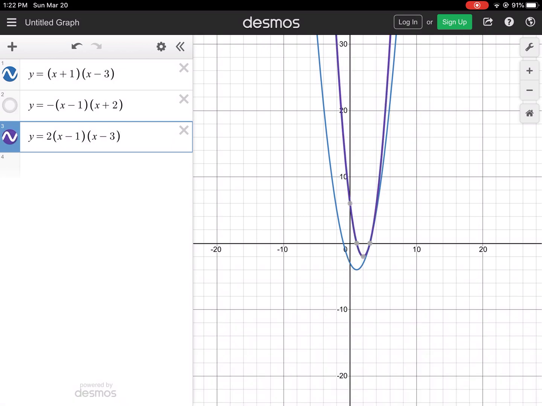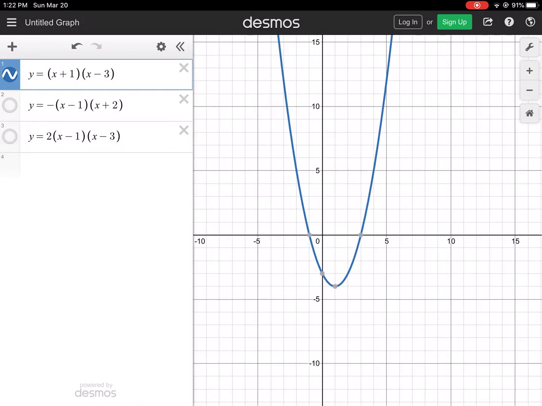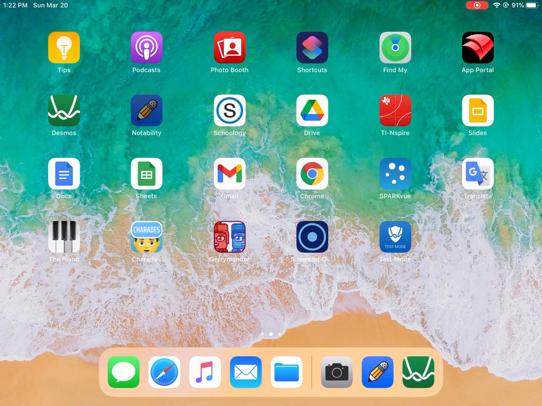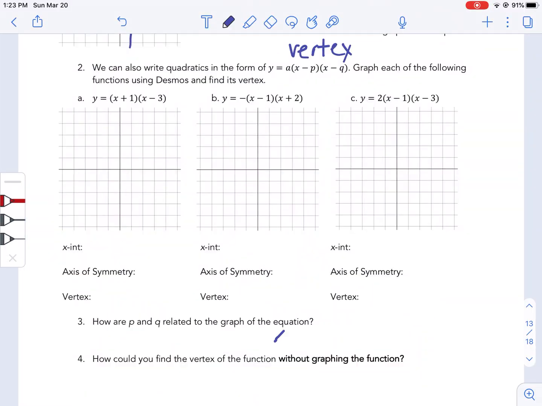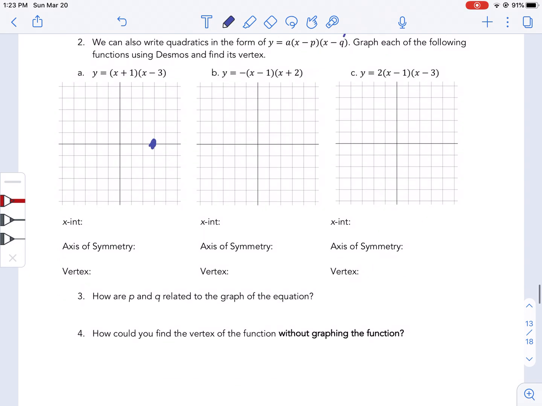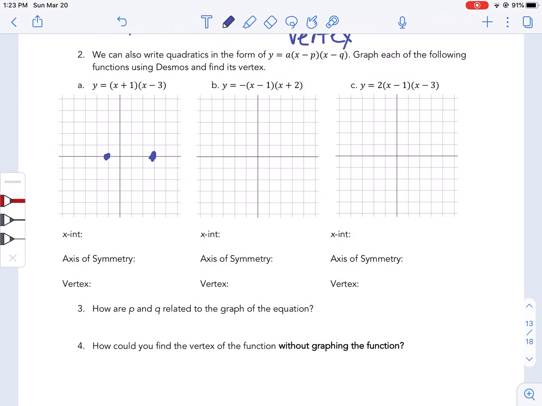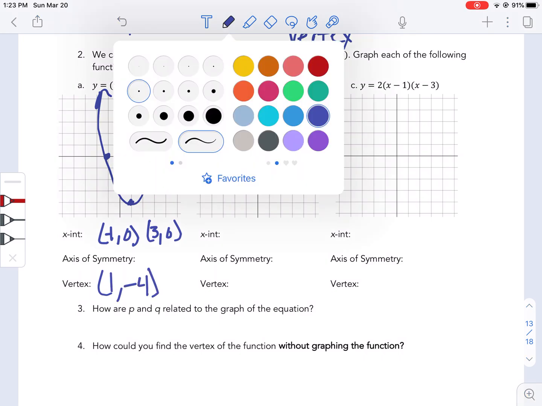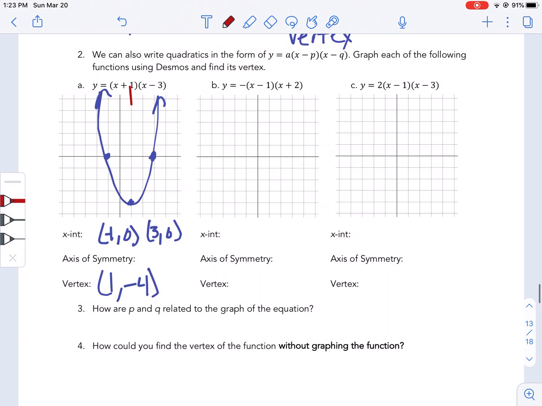Okay, so if we take a look at this first one, our intercepts, 3 and -1, and our vertex (1, -4). So hopefully when you graphed this one, you had 3, -1, and then 1, -4. So our x-intercepts are (-1, 0) and (3, 0). Our vertex (1, -4). And then that axis of symmetry is going right down the middle at x = 1.